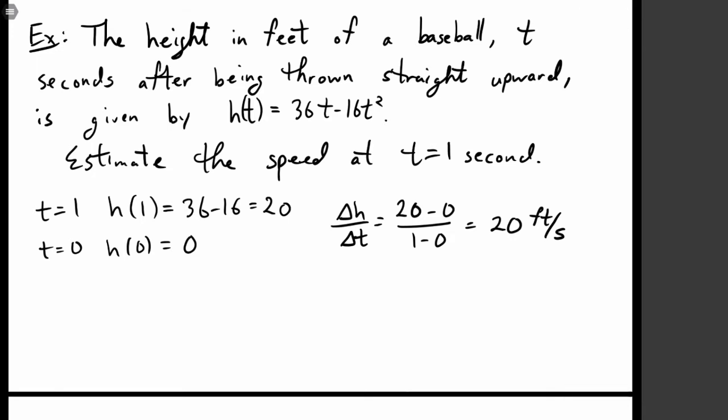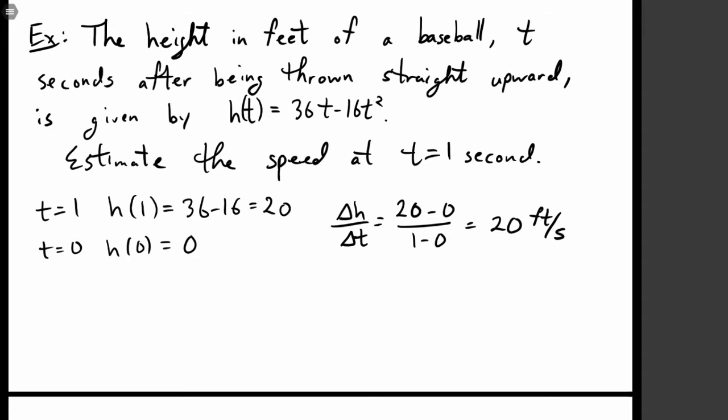Okay? But I'm really interested in how fast is it going at 1 second. This gives us a way to estimate it, right? But let's try and get a little bit better of a picture because, experimentally, we know that if we throw a ball up in the air, it's going to come back down, which means as it's rising, the acceleration due to gravity is slowing it down. So it's probably not 20 feet per second. How do we get better? How do we get a better estimate?